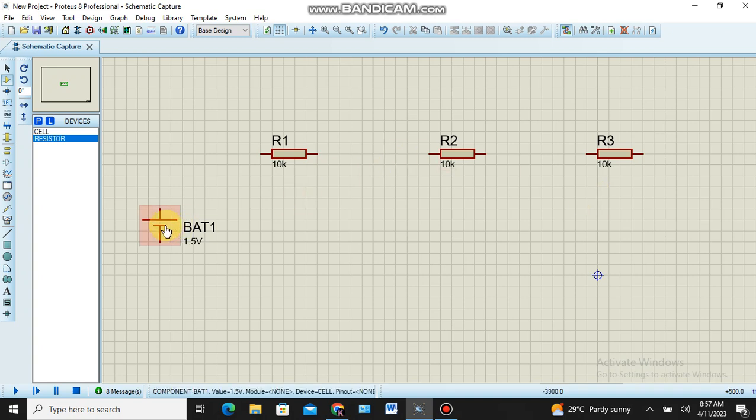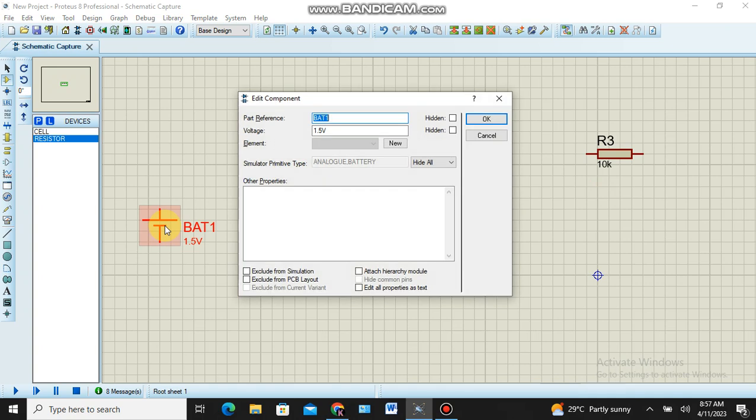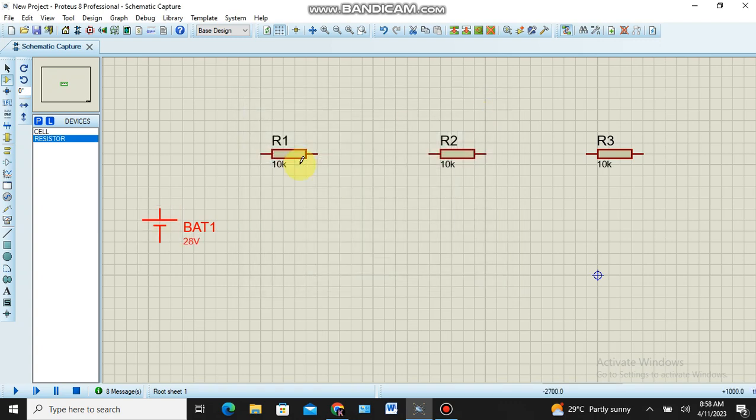So first we have to change the value of each element. First I have to change the battery value to 28 volt. Why I have to make it 28 volt, I will explain later. In order to calculate values easily I fix 28 volt. Okay. There is no other reason.